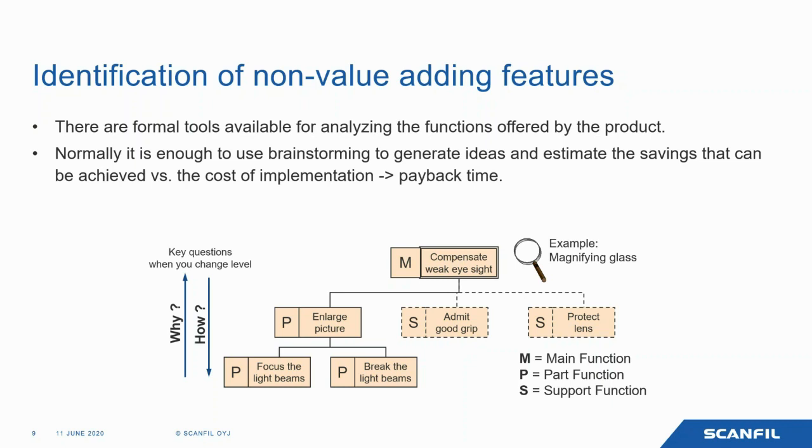It's much more cost efficient to run a workshop and brainstorm maybe half a day or a day with a cross-functional team and go through the product and what it does, what are the features that are visible, and then generate ideas and estimate the savings for taking out those features. Of course, at the same time, as we are talking about savings, we have to also evaluate the cost of implementing the savings and calculate when our customer gets his money back.